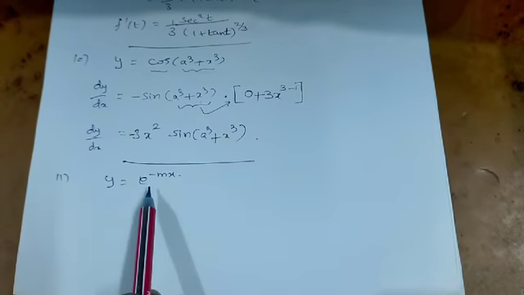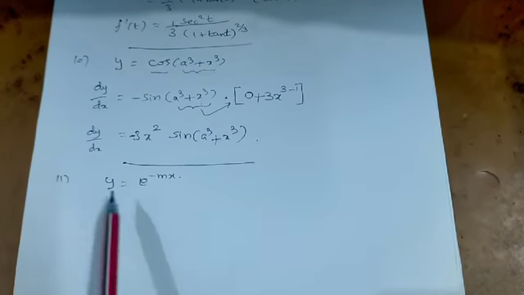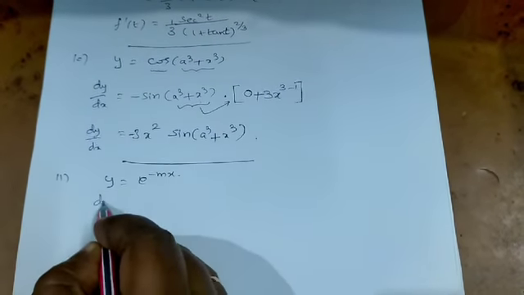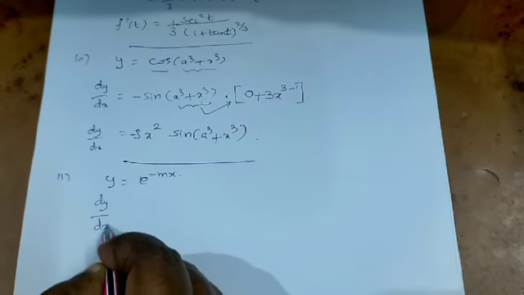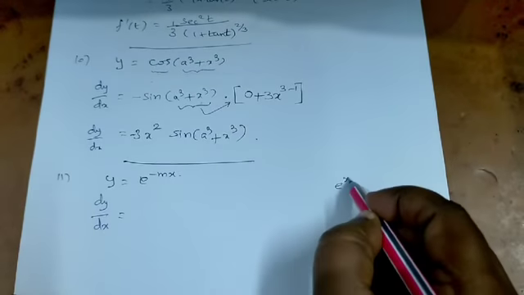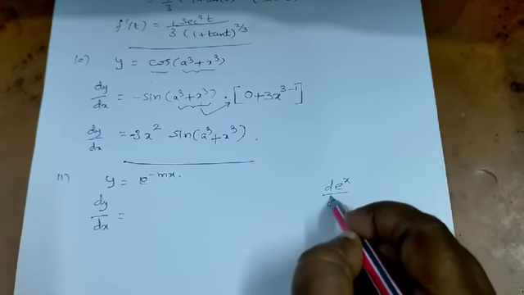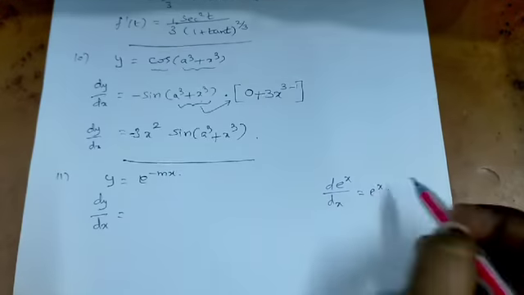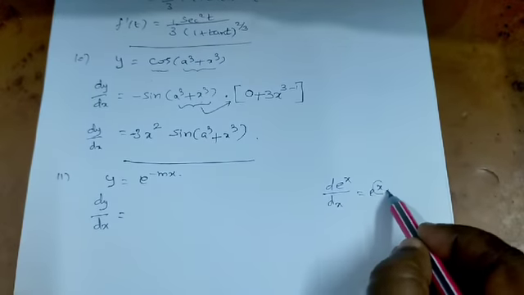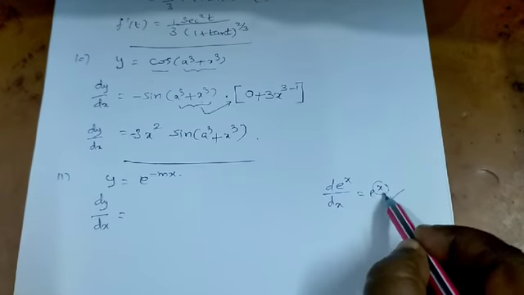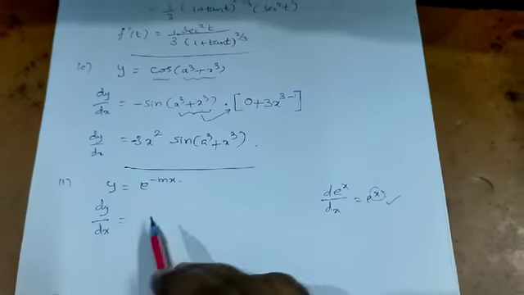See children, this is question number 11. y equals e power minus mx. You are going to differentiate this with respect to x on both sides, dy by dx. We know that the differentiation of e power x is e power x only, is it not? If it is just x, this is the answer. Instead of x, if you get some other function, it should be differentiated.